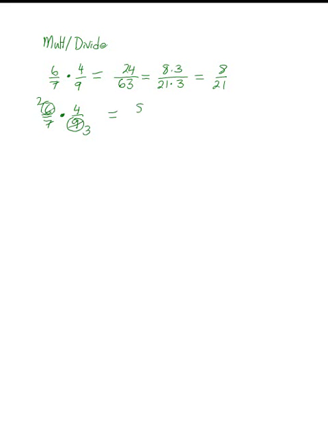So now I multiply my tops, I get 8. Multiply my bottoms, I get 21. Personally, I think that's a lot easier. I think it's much, much easier to reduce first and make all your numbers small rather than to multiply first and then try to reduce with bigger numbers. All right, I'm going to try one more problem here.